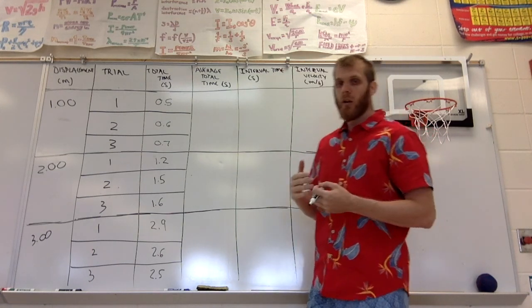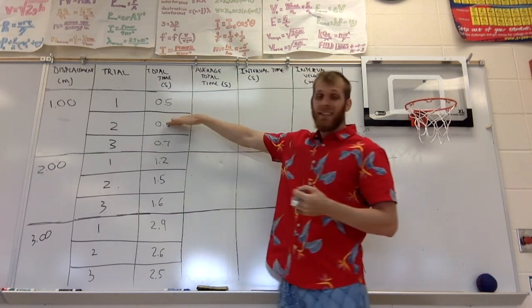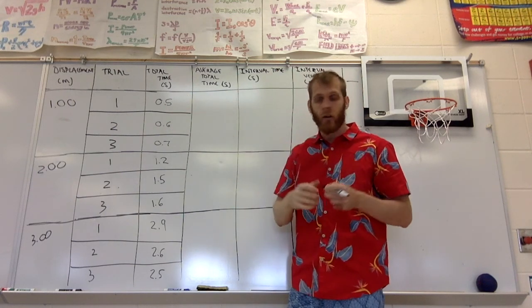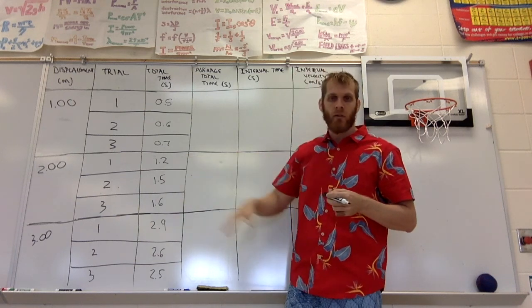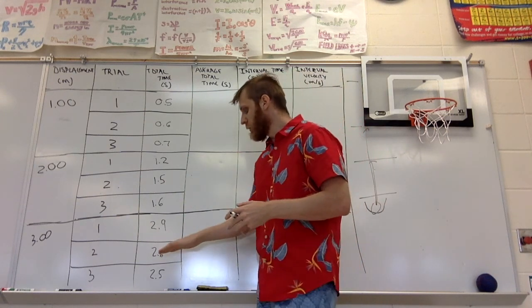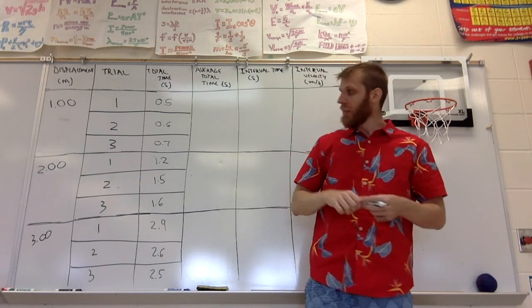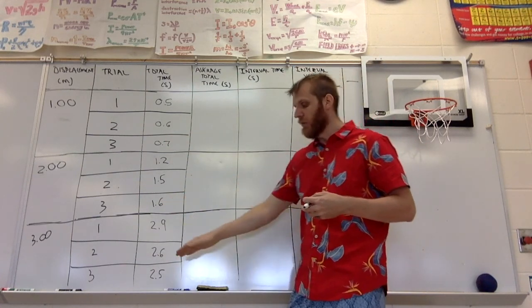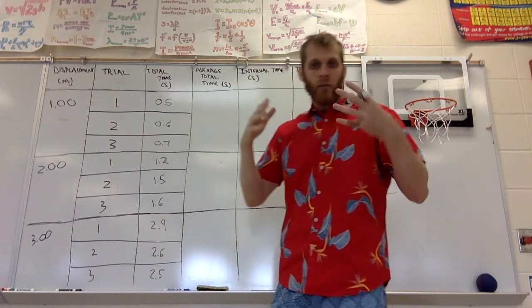Now for trial 2, the puck took 0.6 seconds to get to the first meter. Not 0.5, 0.6, so pretty close. 1.5 instead of 1.2 seconds to get to the next meter marker, and 2.6 instead of 2.9. And for the third trial, it took 0.7 seconds, 1.6 seconds, and 2.5 seconds. So that's what the markers are.